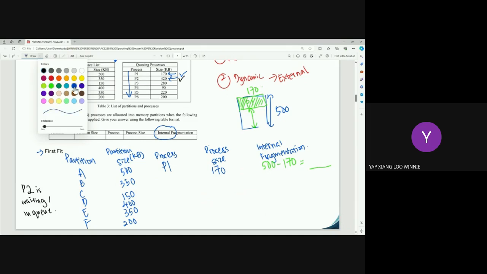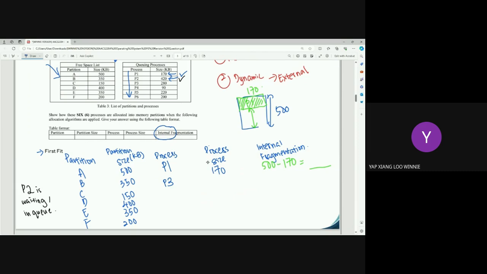Now go into the next one, process 3. Process 3 is 280. The next available partition is 350. Can it fit 280 or not? Yes, can. So we just put process 3 in, and the size is 280. Okay, so internal fragmentation will be 350 minus 280. That will be your answer. I'm sorry, this table is a bit messy. Just let me know if you don't understand, then maybe I have to record again in a spreadsheet or something.